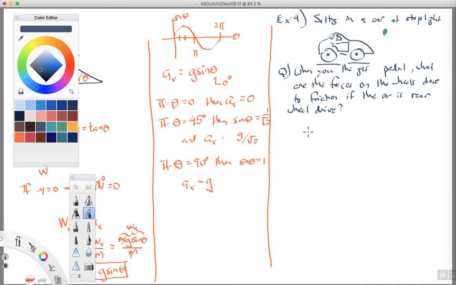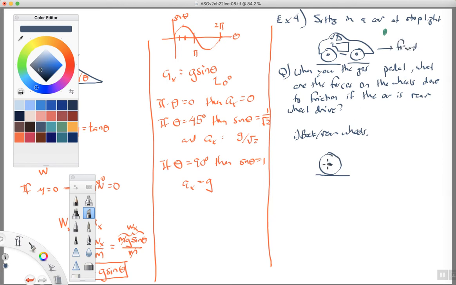Okay, so let's do this. Let's think about the wheels separately. Let's first of all consider the back or the rear wheels. So let me just draw a picture of this back wheel. And what happens when you hit the gas pedal? Okay, so when you hit the gas pedal, your engine turns and the axle immediately begins rotating. And so this is the forward direction. That's the direction you want to go, right?